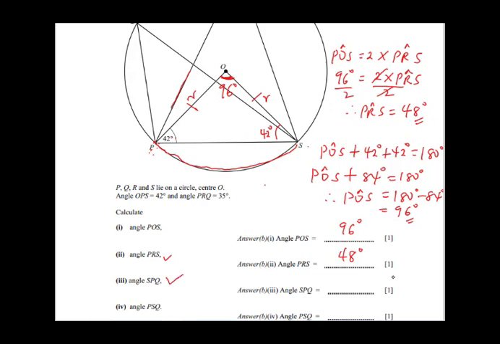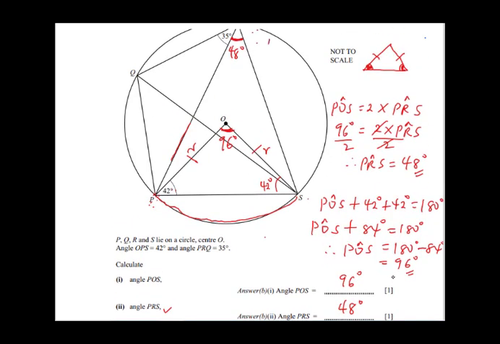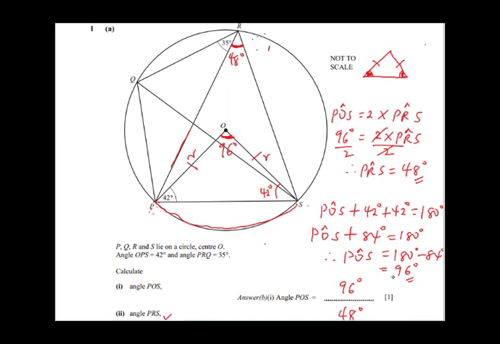Angle SPQ. Let's look at our diagram closely also. We are looking for angle SPQ, the whole of this angle here. Now, initially I told us that this quadrilateral is a cyclic quadrilateral, and the opposite angles of a cyclic quadrilateral are supplementary, they add up to 180 degrees. So if I add 35 degrees, this angle here, plus 48 degrees, plus 42 degrees, plus this other part of this angle here, everything must add up to 180 degrees.